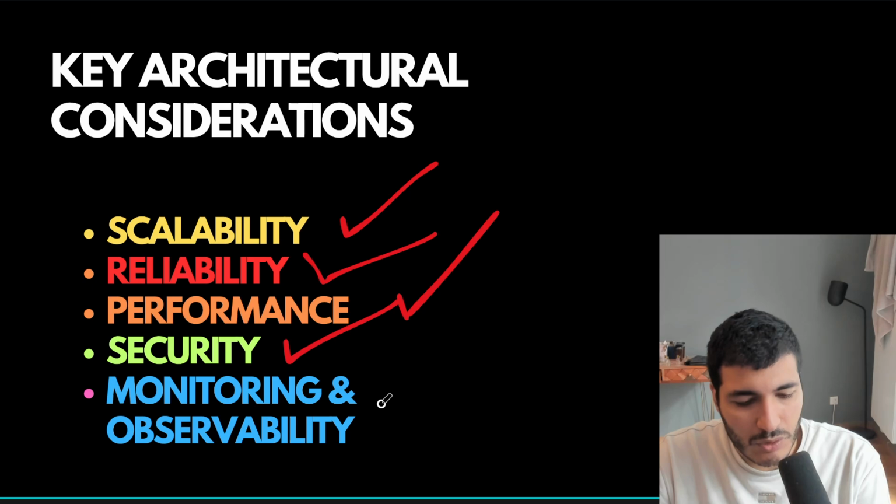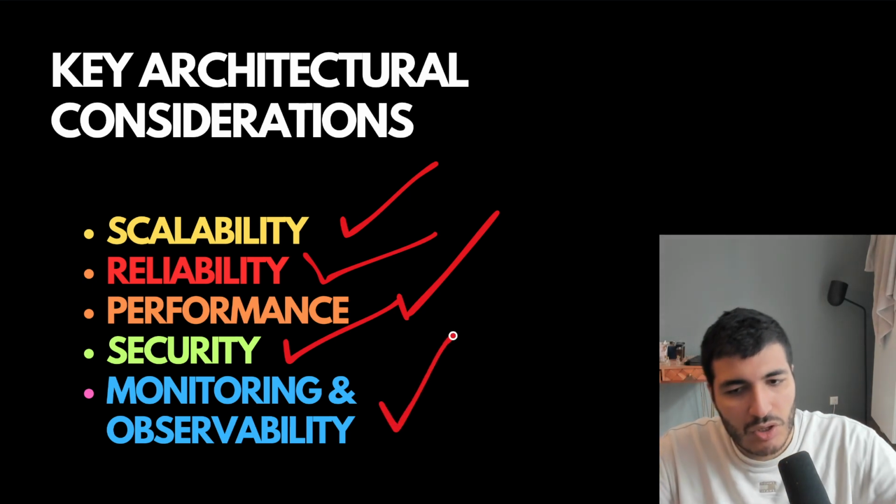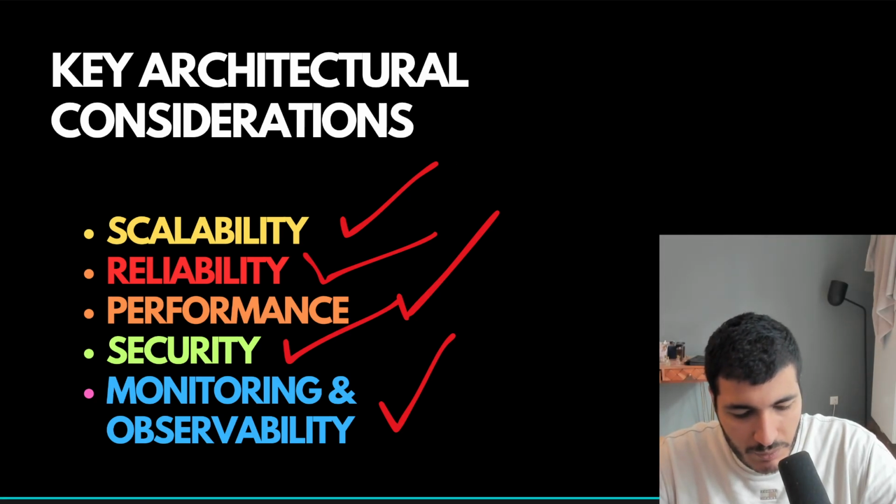And lastly, if I want to talk about monitoring and observability, set up tools to track system health and quickly pinpoint issues. So let's talk about the conclusion now. Defining the high-level system architecture is all about painting the big picture, from clients and load balancers to databases and caching layers.